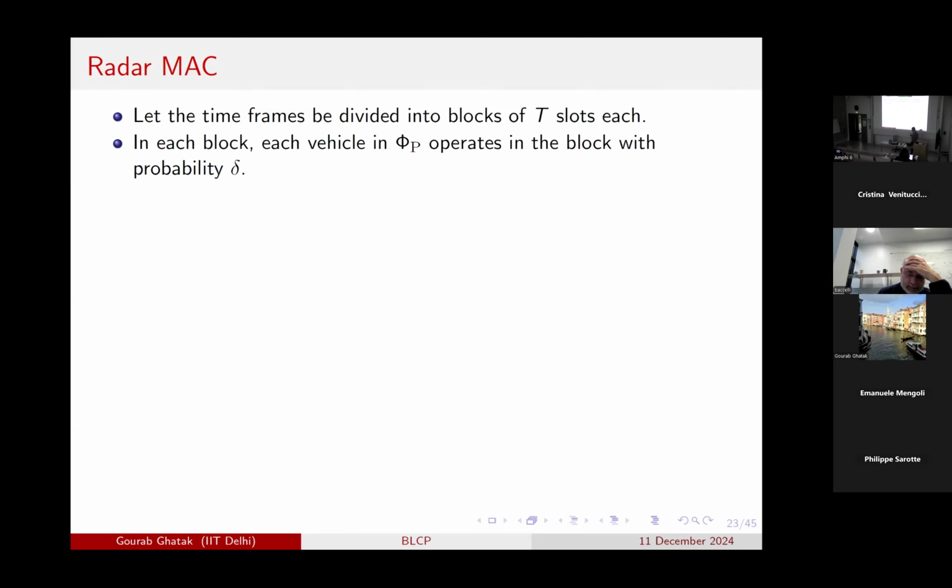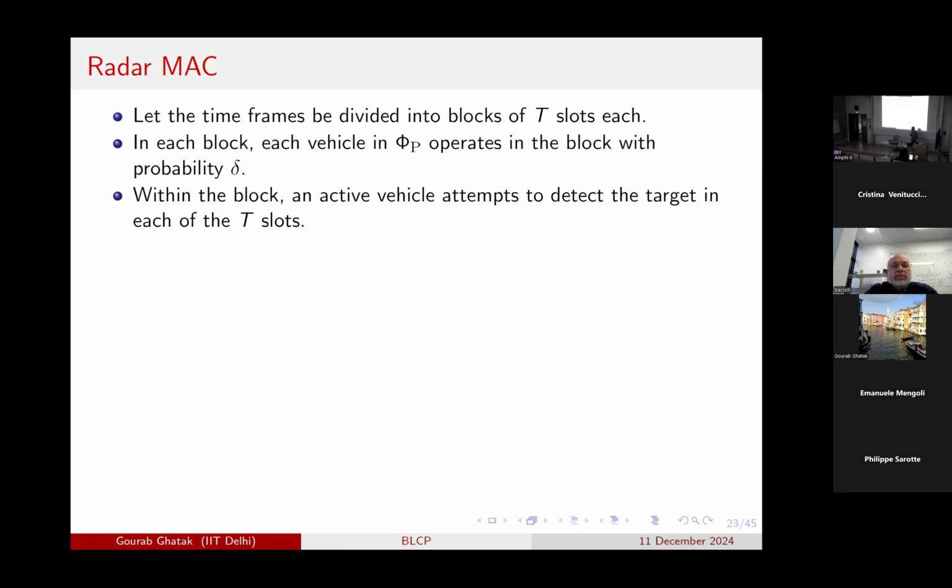Now what happens is that in each block, each vehicle of this point process, which is the location of the vehicles, operates with a probability delta. So it's not slot-wise ALOHA, it's block-wise ALOHA. So you compete, you get access in the block. If you get access in the block, you transmit in all the slots of that block, and then you wait for the next time you get access. So within the block, an active vehicle attempts to detect the target in all the capital T slots. If you didn't get access in that block, you have to wait for the next block to get access.